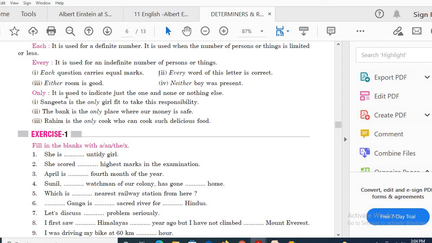If I say only, what does it refer to? It is used to indicate just one thing and none or nothing else. Just like if I say Sangeeta is the only girl fit to take this responsibility. That means it refers to only one girl who is suitable to take the responsibility. If I say the bank is the only place where our money is safe, the suitable place where our money is safe is the bank. Suppose Rahim is the only cook who can cook such delicious food. So I am referring to only one individual who can cook the food, and that is Rahim.